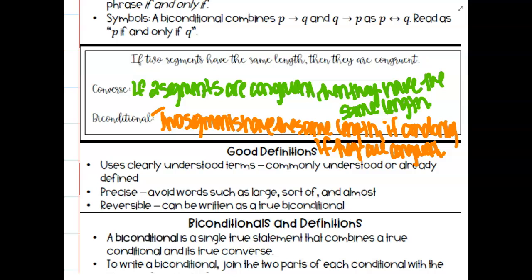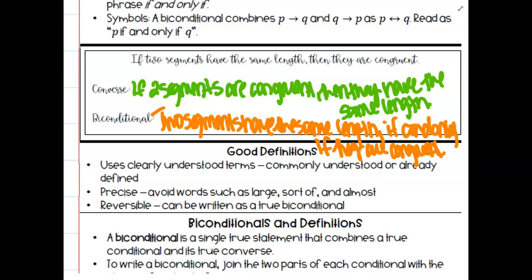We've been in geometry for three or four weeks now. We understand those words. Clearly defined terms, or common terms. If you use some crazy scientific term that the common person is not going to know, that's not a good definition. If you have to look up a word in the definition, it's not a good definition. Two, it needs to be precise. I didn't say if two segments have almost the same length. No, I said if they have the same length. It's very precise. So avoid the words large, sort of, almost, close to, a few.